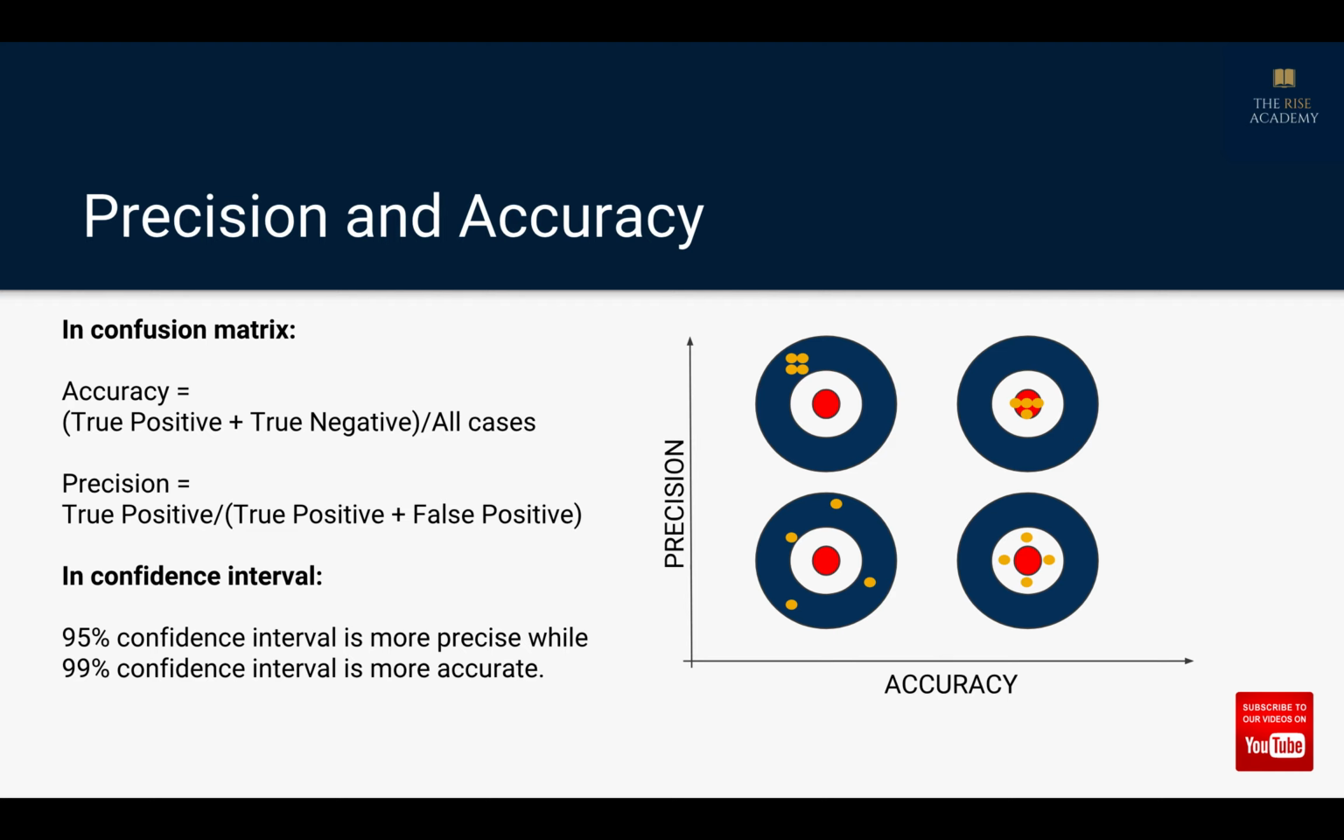And then finally, in case of confidence interval, you can give an example and you can say that 95% confidence interval is more precise because it is a narrow confidence interval as compared to 99% confidence interval, which is going to be more accurate because this interval being wider would have a higher probability of containing the population parameter for which we are calculating the confidence interval.